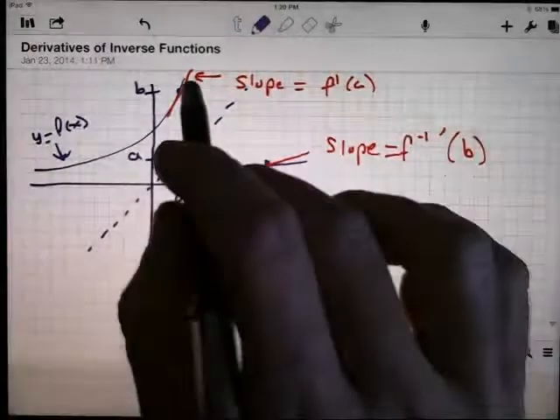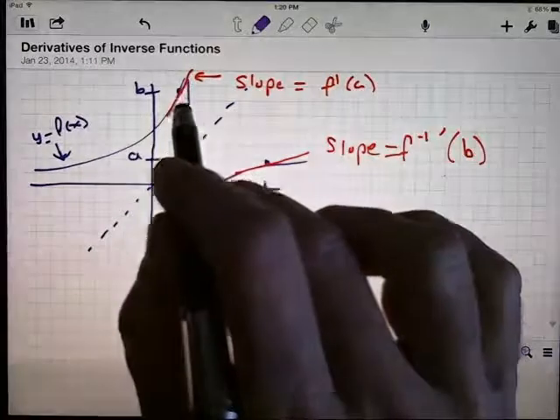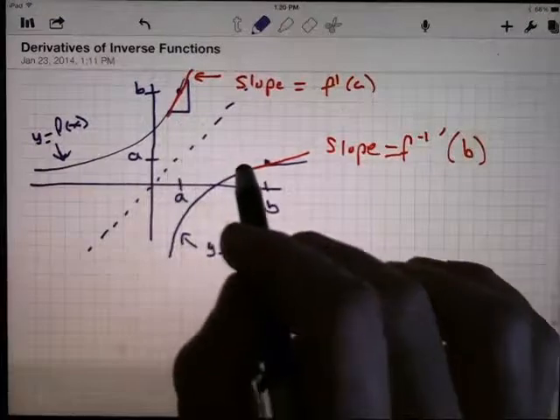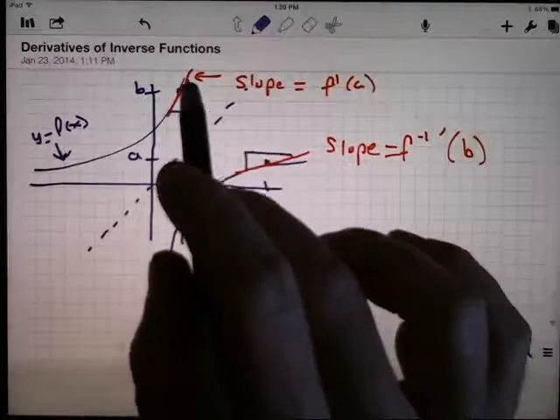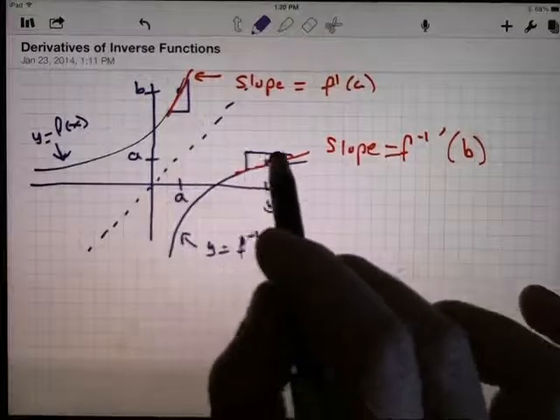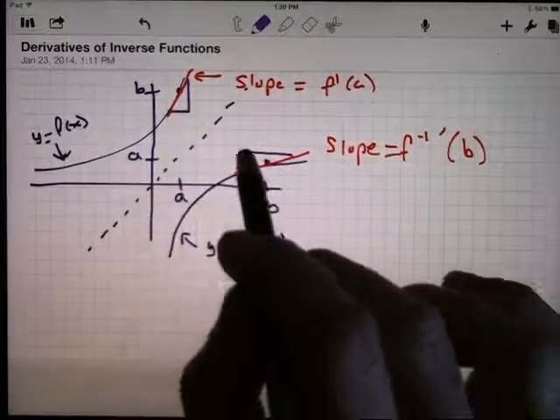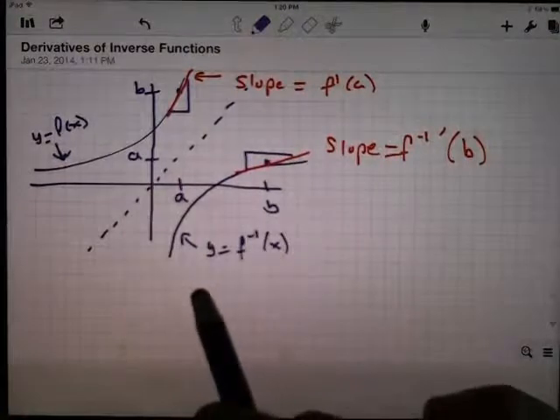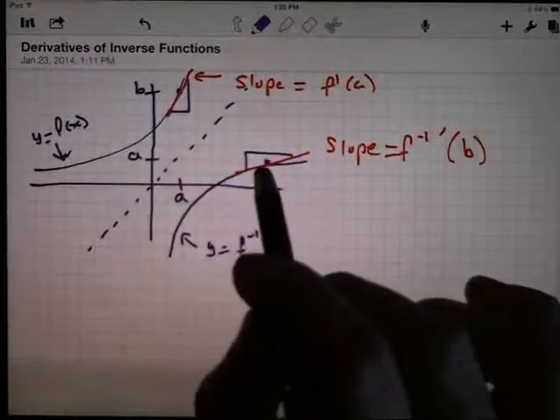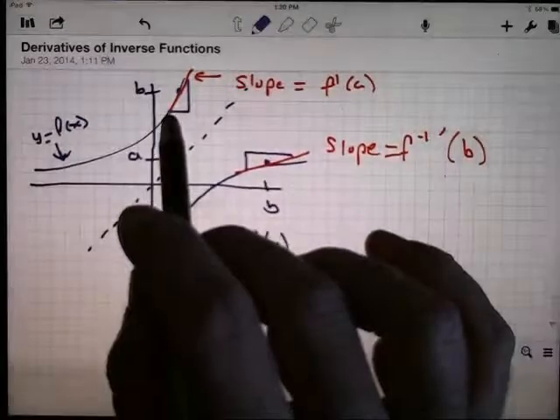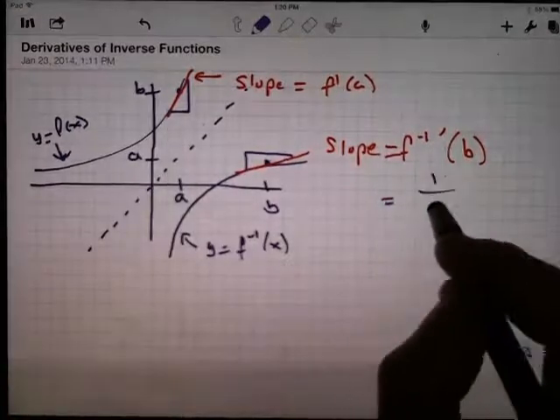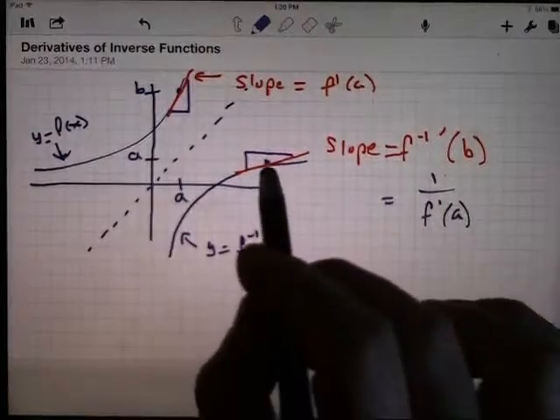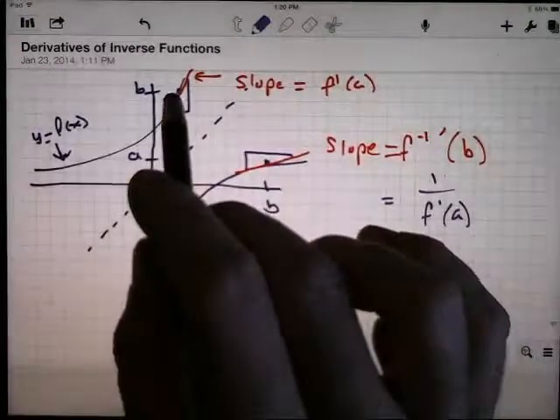Well, the key comes in realizing that the slope is rise over run. And then when you reflect that down here, what was the rise is now a run. What was the run is now a rise, that the roles of x and y swap. So actually the roles of rise and run swap. And the slope of this line down here is the reciprocal of the slope up there. That is, this is 1 over f prime of a. This slope is the reciprocal of that slope.